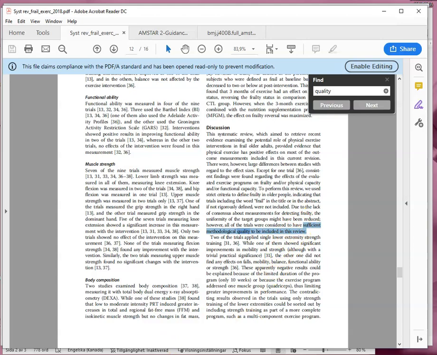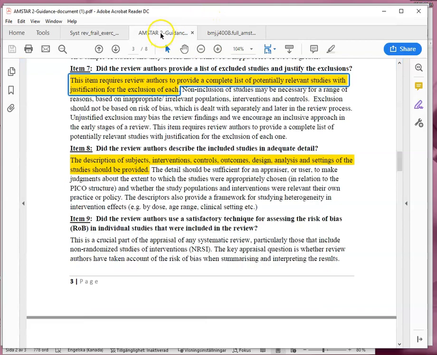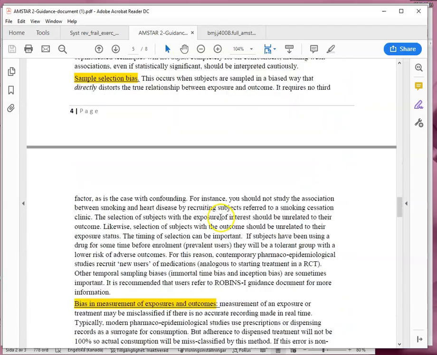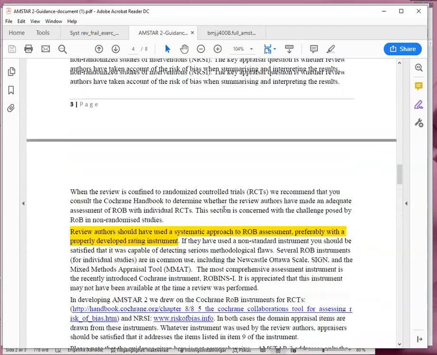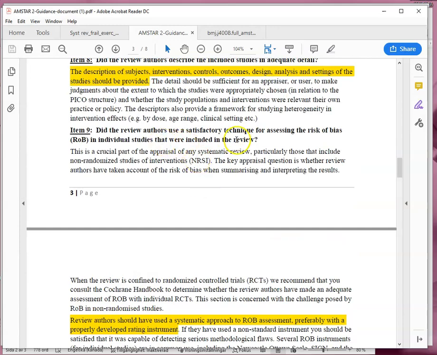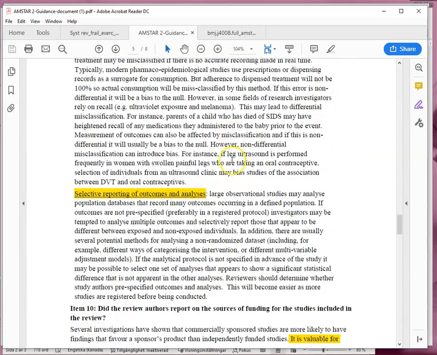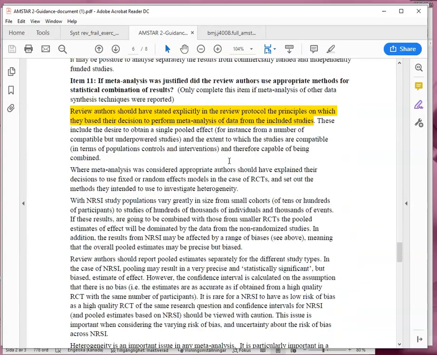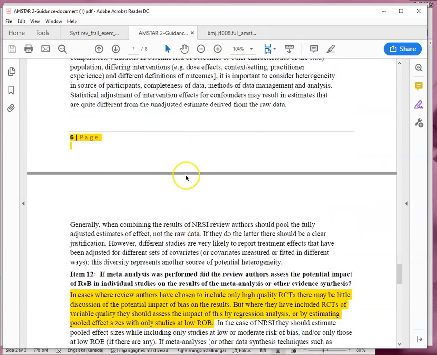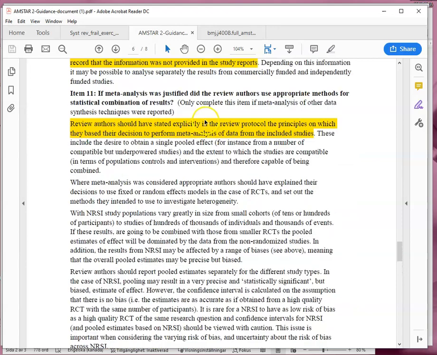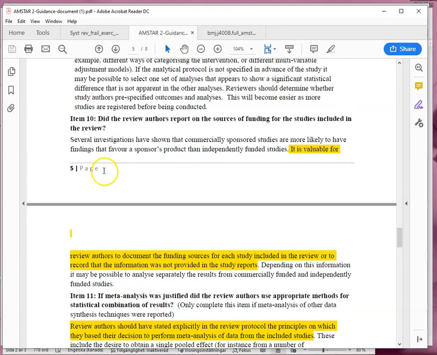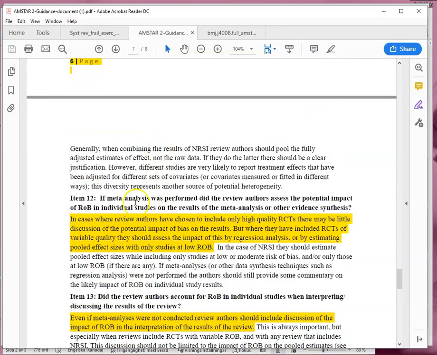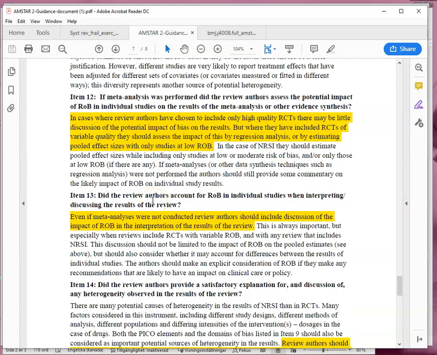Let's see what we have to look for. We are on item number, over here. Included in the review, nothing about this funding here. Wait a minute. Item 10 did we? 11 was not done. 12, if meta-analysis was done, no. Did the results account for this? Yeah, this one.